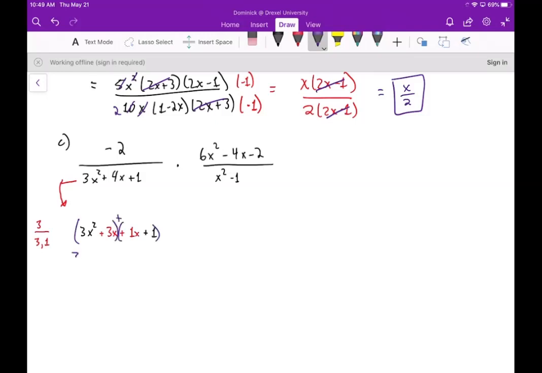And the first pair I can take out a 3x, and I'll be left with an x plus 1. And I can take a 1 out and still have my x plus 1. So it looks like, of course, the -2 we can't do anything with. This is going to become an x plus 1 times 3x plus 1.